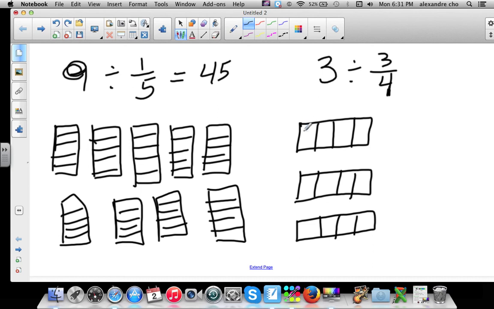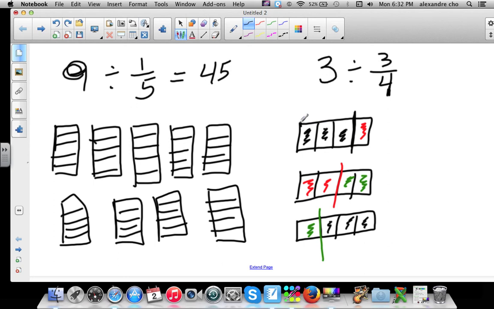So let me see if this works. Okay, this is 1/4, 2/4, 3/4. So it fits one time. This is 1/4, 2/4, 3/4. So it fits two times. This is 1/4. This is 2/4. And with this piece, 3/4. It fits three times. And finally, you have 1/4, 2/4, 3/4.